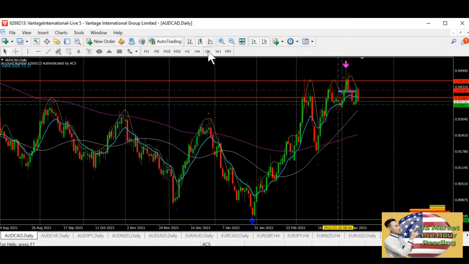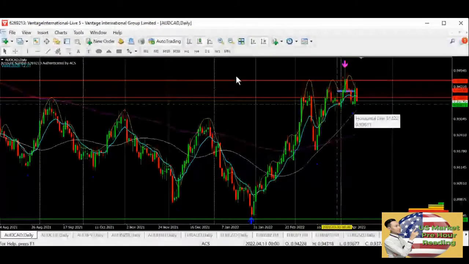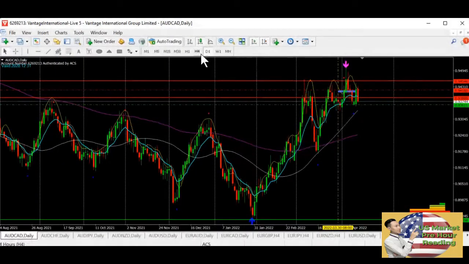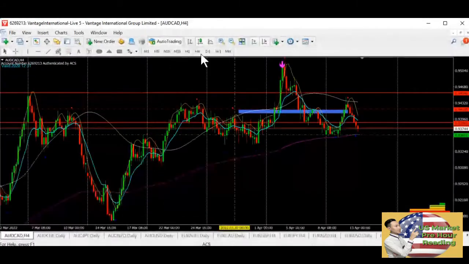So Aussie CAD over here, looking at Aussie CAD day one to determine the trend. It is in the bull trend turning down to the bear. It's in the transition zone. So over here, let me check if there's a chance for us to sell.